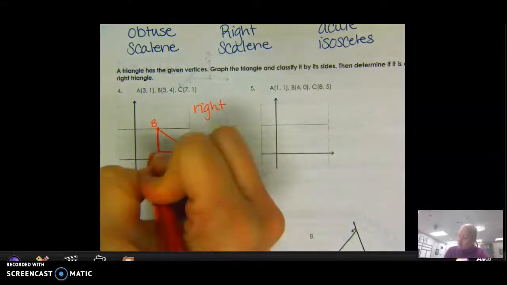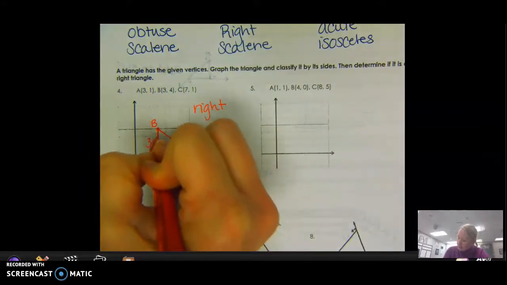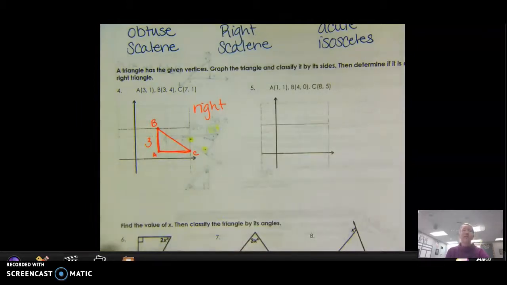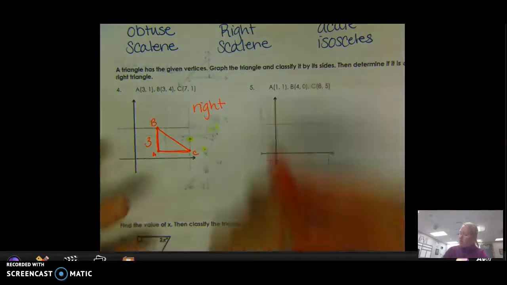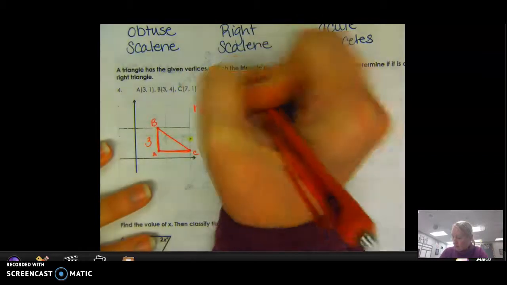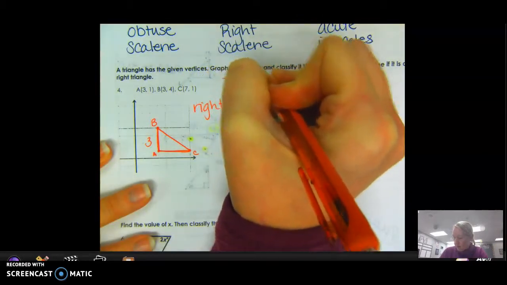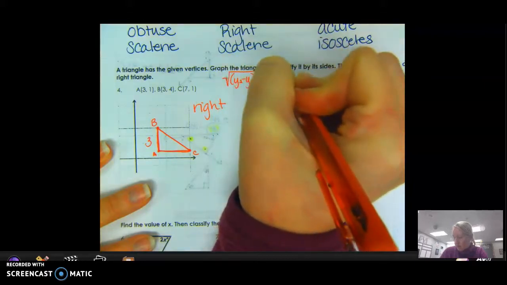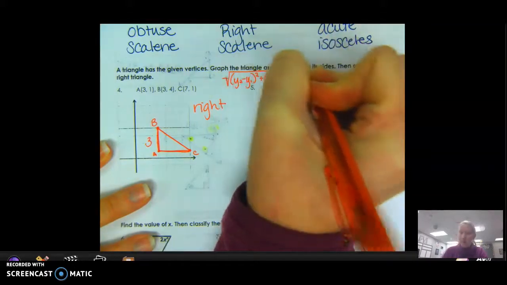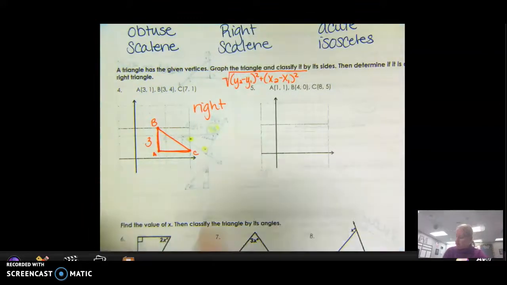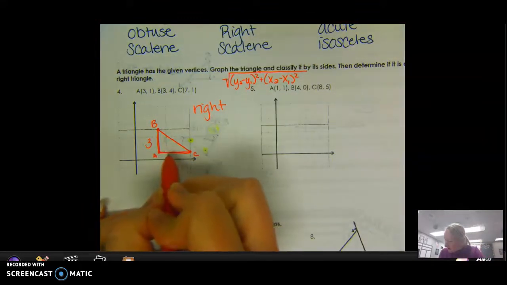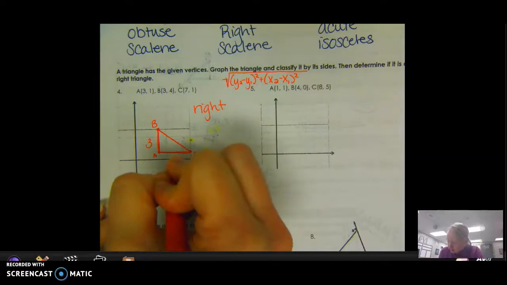So this also has a side length of 3 because I can just count it. If I could not count it, then I'd have to use the distance formula. And remember, the distance formula is the big square root of y2 minus y1 squared plus x2 minus x1 squared. So you would have to use that distance formula to find the distance. This one I can also count: 1, 2, 3, 4. This has a distance of 4.